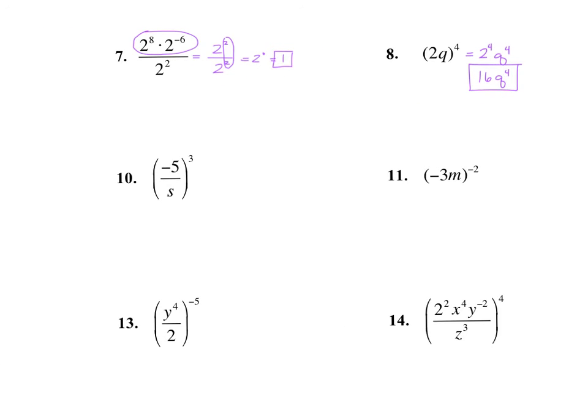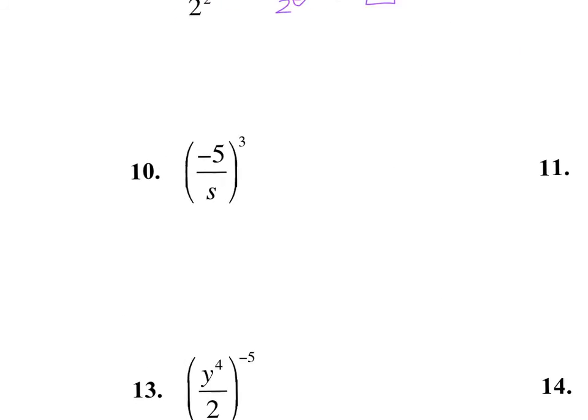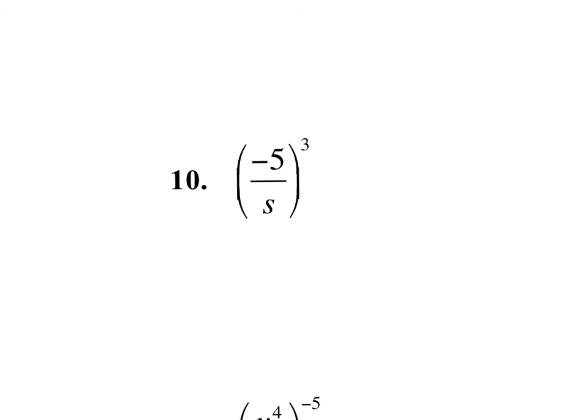All right, number 10. What do you do? Right, that 3 needs to go to both of these, so negative 5 to the 3rd and s to the 3rd. What's negative 5 to the 3rd? Negative 125. Again, your calculator will do that for you. So if you don't know that off the top of your head, plug it into your calculator. And then s to the 3rd on the bottom, and that would be your answer.